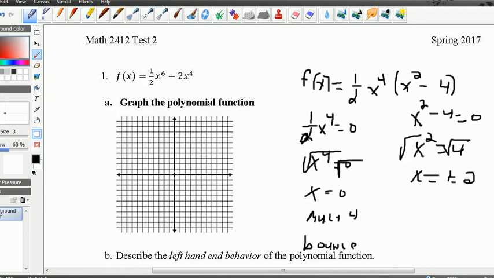Come over here. You know you have a 0 at 0. Change that color for a second. You know you have a 0 at 2. Change that color for a second. You know you have a 0 at negative 2 again.